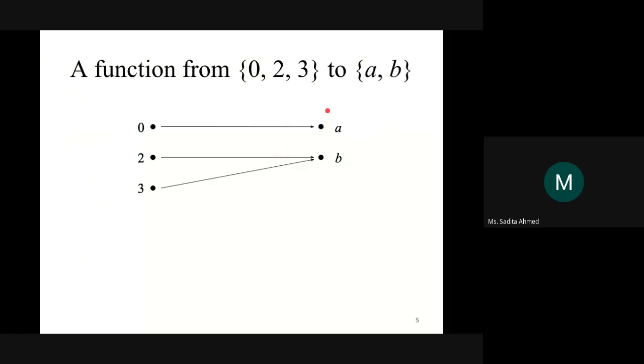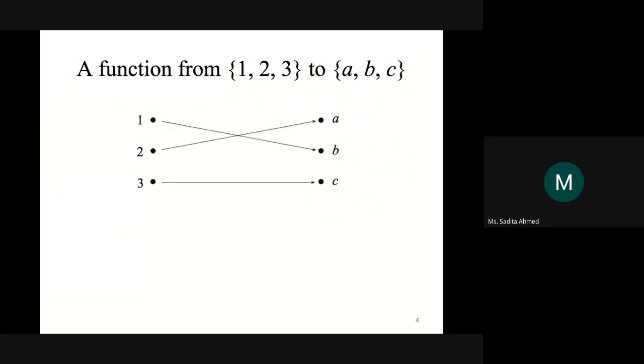Because if you look at the codomain, has every element of the codomain been mapped here? Yes, miss. Yes, it has. So this is an onto function. What about this function? Is this one-to-one or onto? Which one? Both, miss. Very good. This is an example of a function which is both one-to-one and onto.